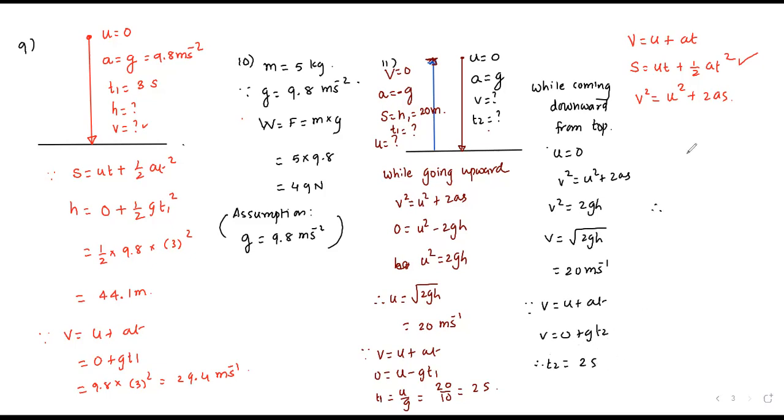Therefore, what they want here, total time of journey. We can write here total time of journey is capital T is t1 plus t2, which is equal to 2 plus 2, which is 4 seconds. How much it is? 4 seconds. Now next part. It is 12.